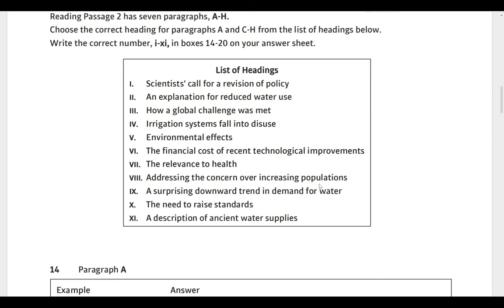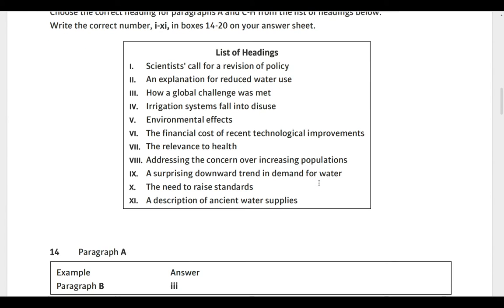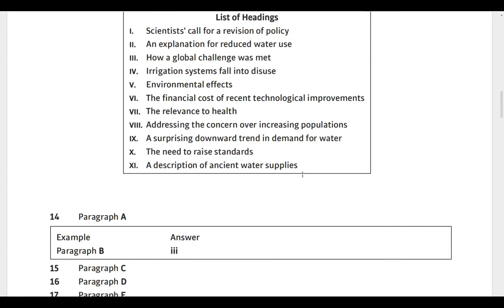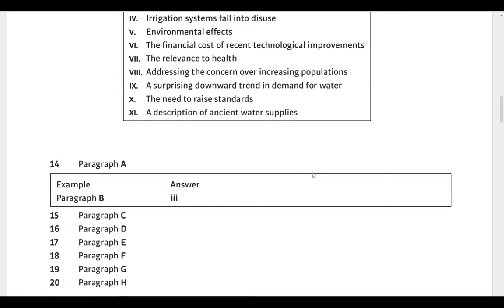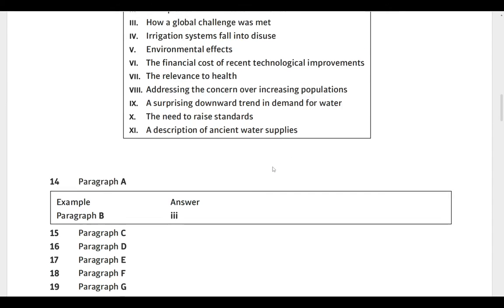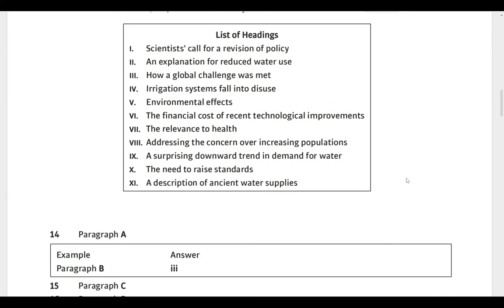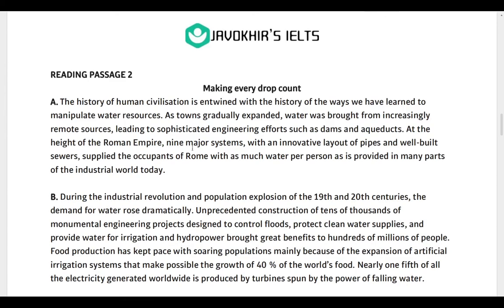When the question appears, what should I do first? Either read a question or just go through the questions, right? So when it comes to list of headings, which means matching heading information, it is rather better to start from the very beginning, which means reading the passage.